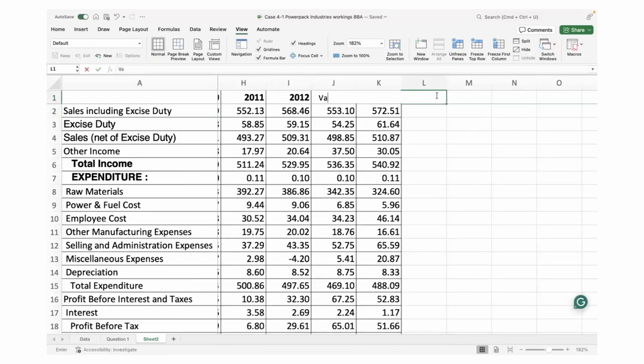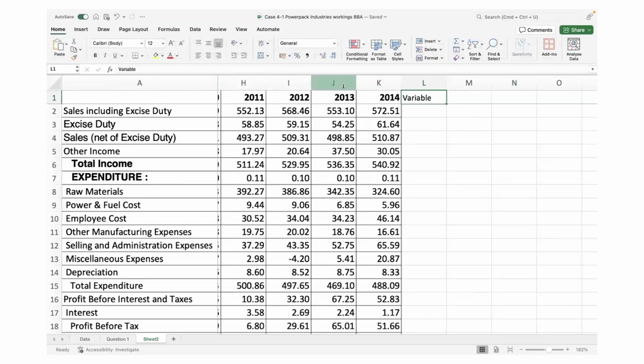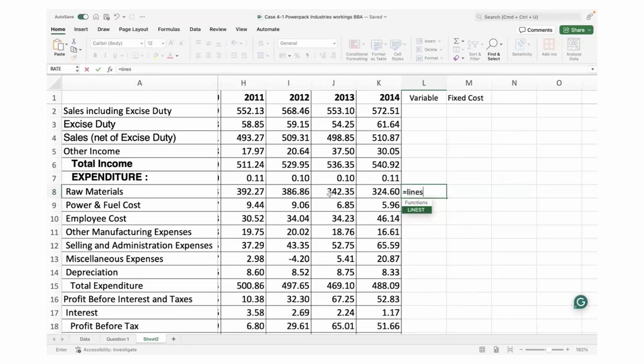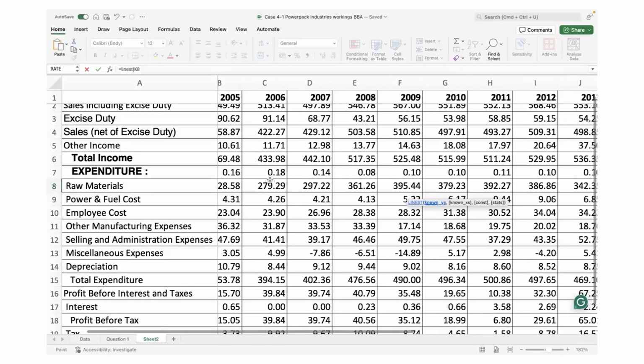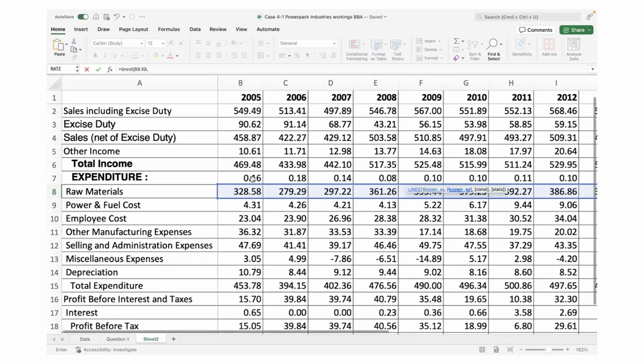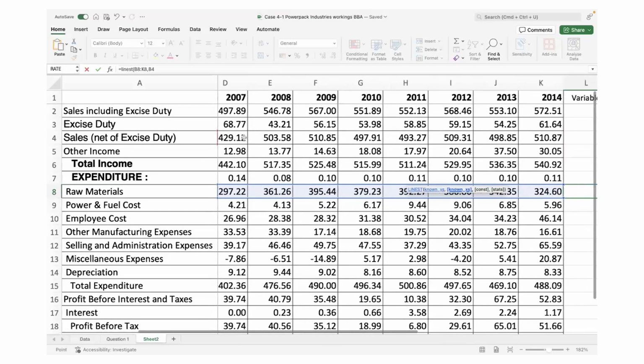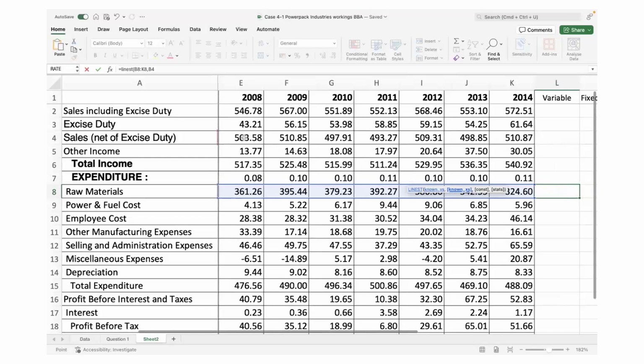So, variable cost, and then we have a fixed cost. First, for the raw material there is no fixed cost, therefore we will not use a slope function, we will use a line estimation function. Line estimation is used whenever there is no fixed cost, or the fixed cost is 0. The system assumes the fixed cost is 0 and gives you the value. We have to put a 0 after that.